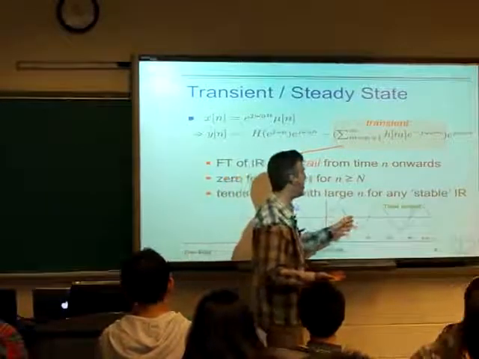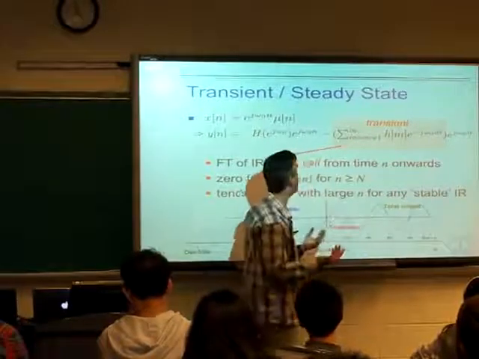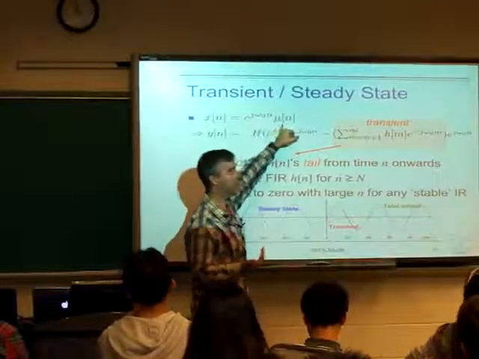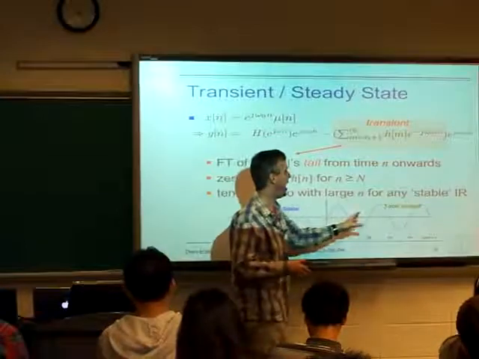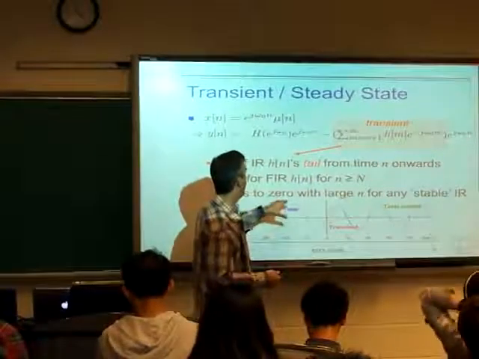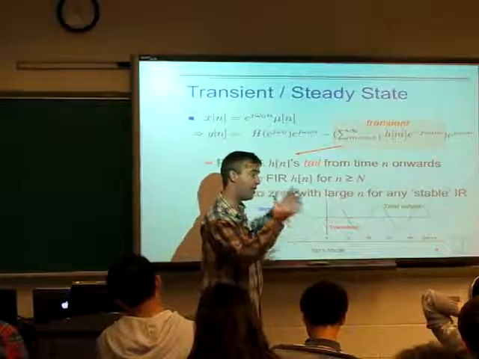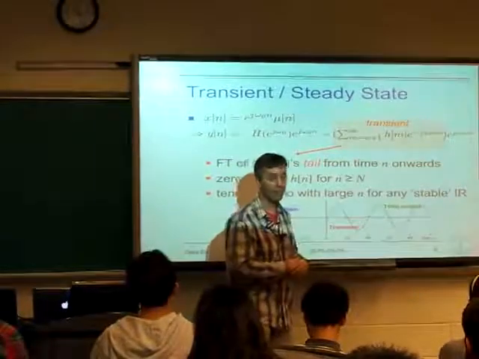And so as long as we're not too close to the transient, we can think about this signal x of n, this sinusoid times mu of n. We can just forget about the mu of n, provided we're far enough away from the transient in terms of the length of the impulse response of our system. Then there's not going to be that much difference.